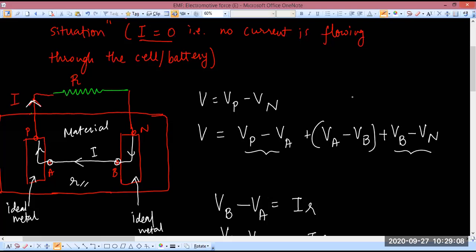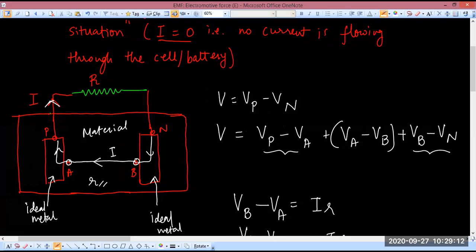So if there is a battery, the terminal voltage is V, which is Vp minus Vn, right? And I can write that as Vp minus Va, Va minus Vb, plus Vb minus Vn. So what I'm doing is I'm separating the part from B to A where the material and everything of the battery is filled. Right?